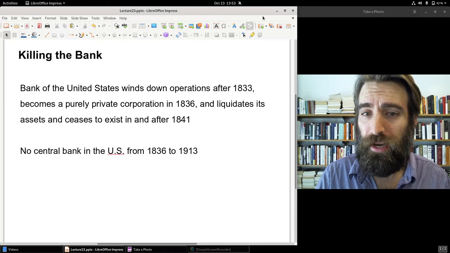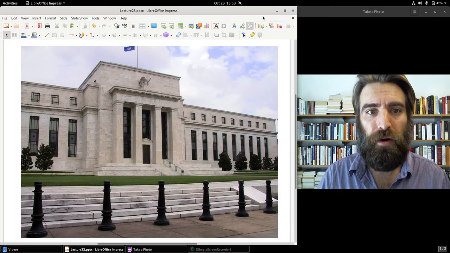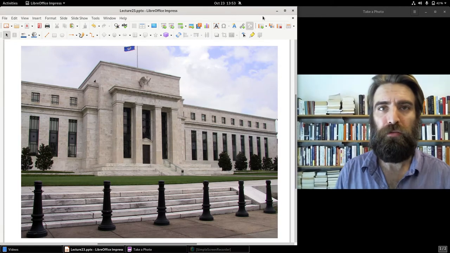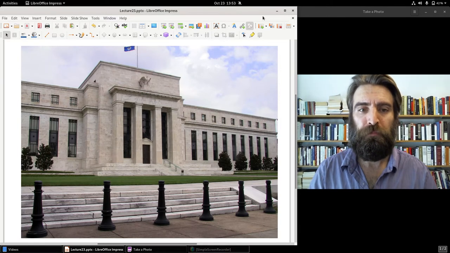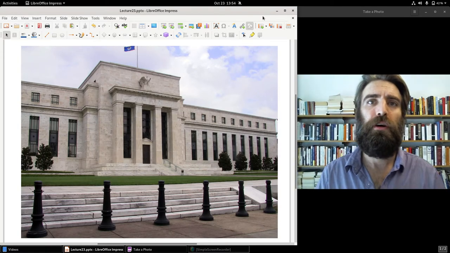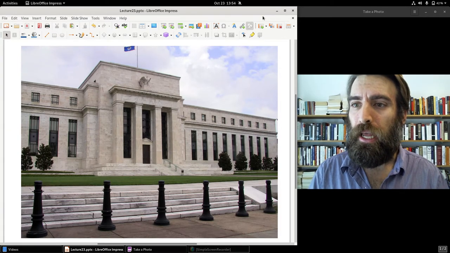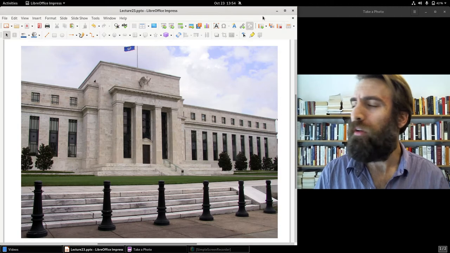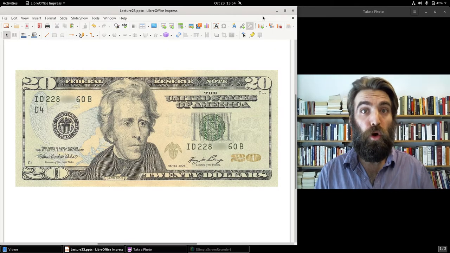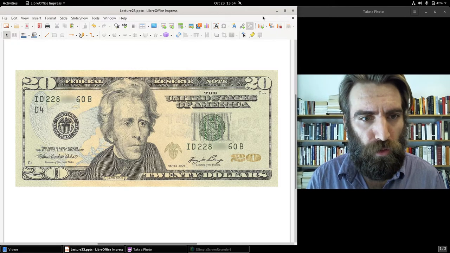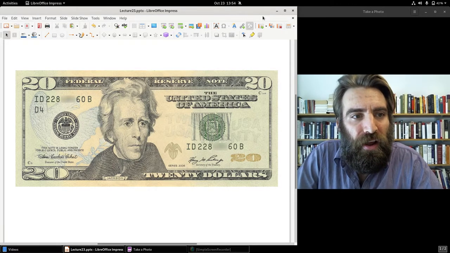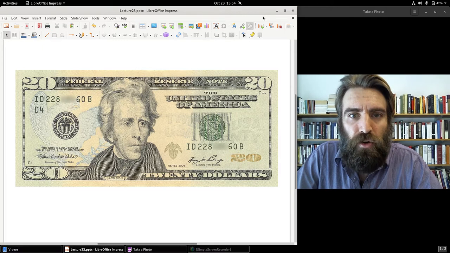Of course, 1913 was the year that the Federal Reserve Bank was founded. And there's the Federal Reserve Building in Washington, D.C. And of course, the Federal Reserve today prints our paper currency. On a $1 note, there's a picture of George Washington. On a $5 note, there's a picture of Abraham Lincoln. On the $10 note, a picture of Alexander Hamilton. And on a $20 note, there's Andrew Jackson. Right there on the $20 Federal Reserve note.